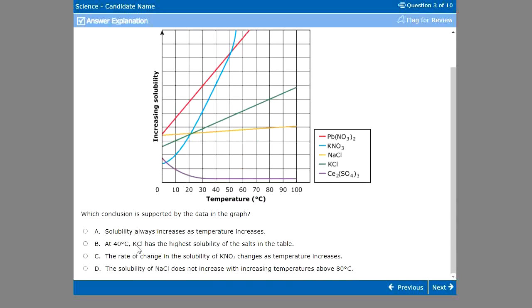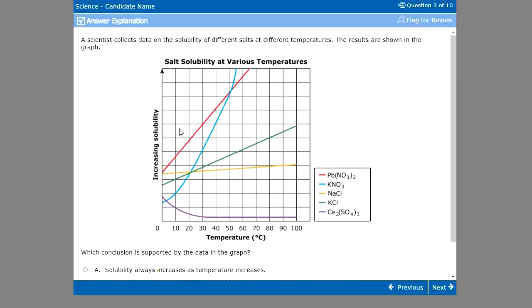So, which conclusion is supported by the data in the graph? Solubility always increases as temperature increases, which is probably not correct, as we see with the purple line. This shows us that when we increase the temperature of our solvent, the solubility goes down.